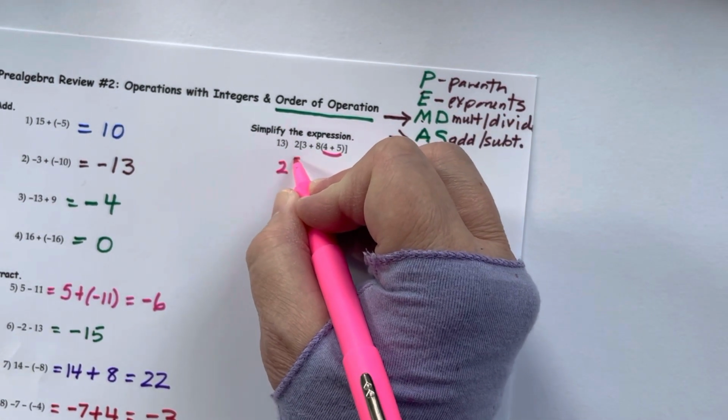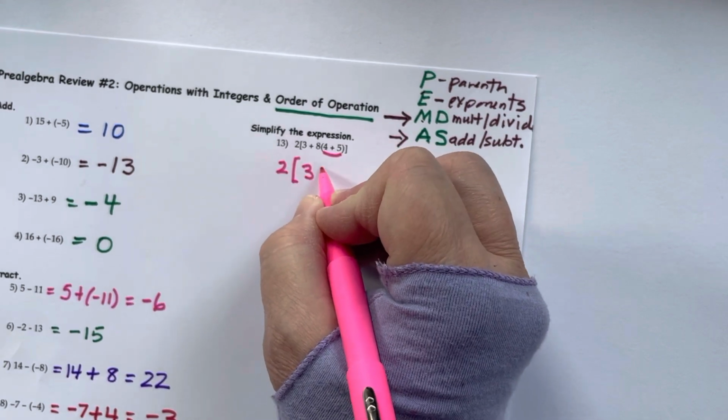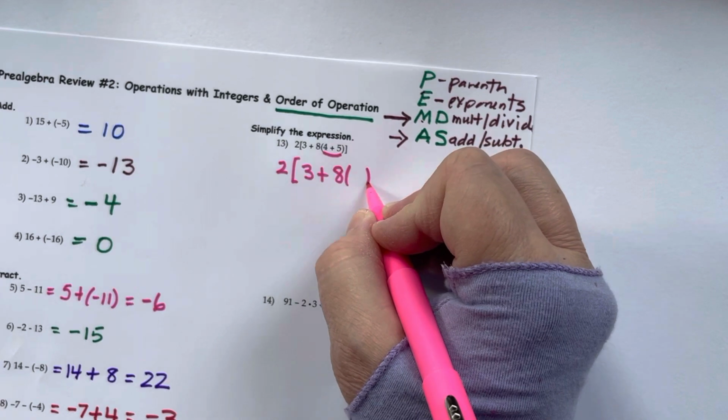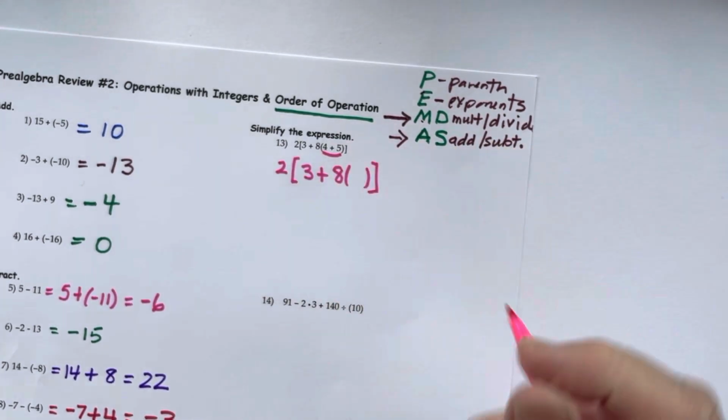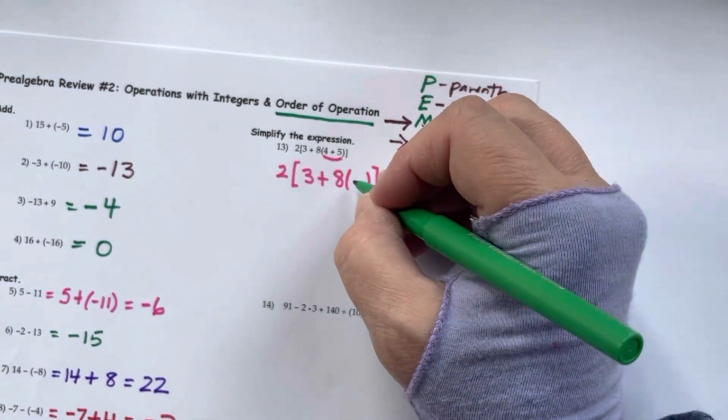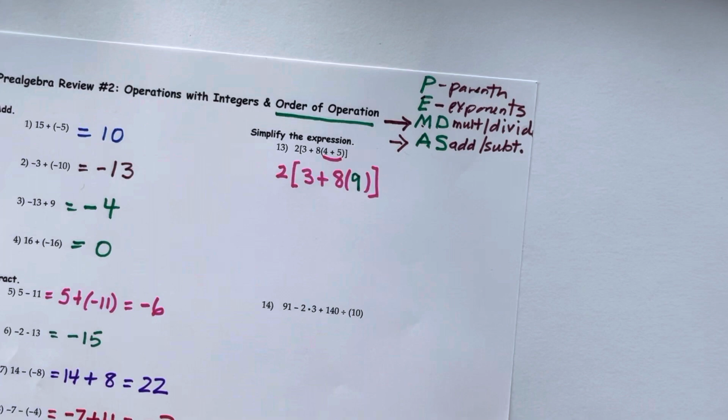So I copy down the rest carefully, especially if you're prone to, we're going to put a littler parentheses because I'm going to go ahead and work that part. If you're prone to making copying mistakes, be careful. Go ahead and add that. 4 plus 5 is 9, okay?